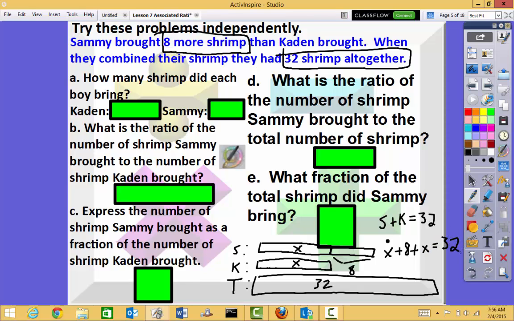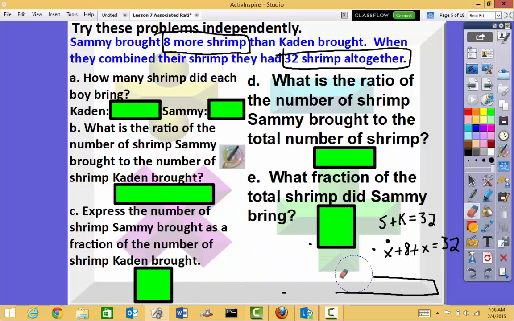If I remember from my equivalent expressions unit, I can add equal lengths together. So my coefficients are these x's with the same variables. That's 2x plus 8 equals 32.